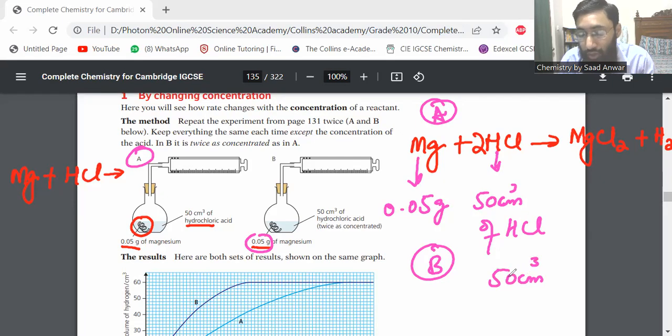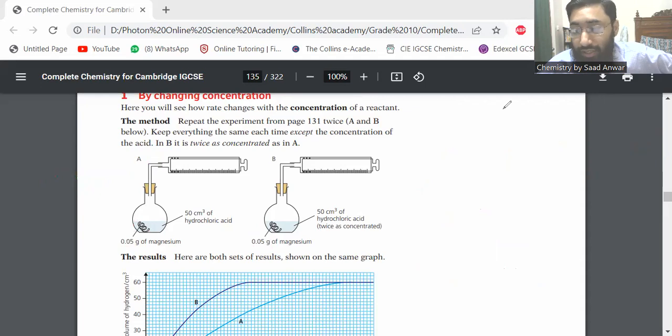But now the hydrochloric acid is more concentrated. We increase the concentration of the acid. Then we will see that the reaction takes place fast, and it takes less time. It means this reaction will now happen quickly, and the result of this reaction has been explained by a graph.